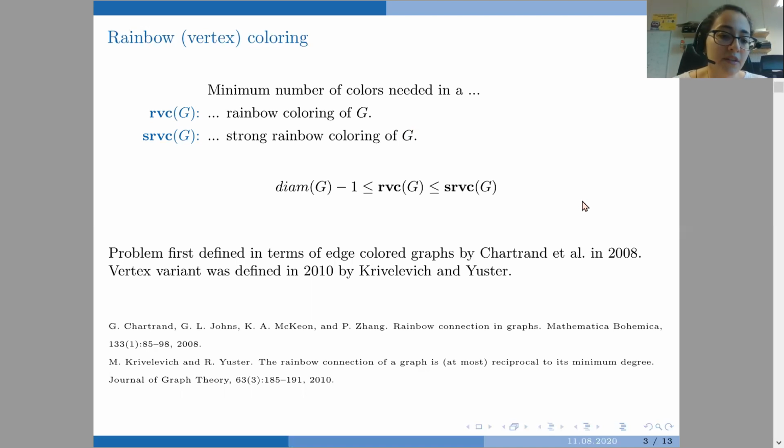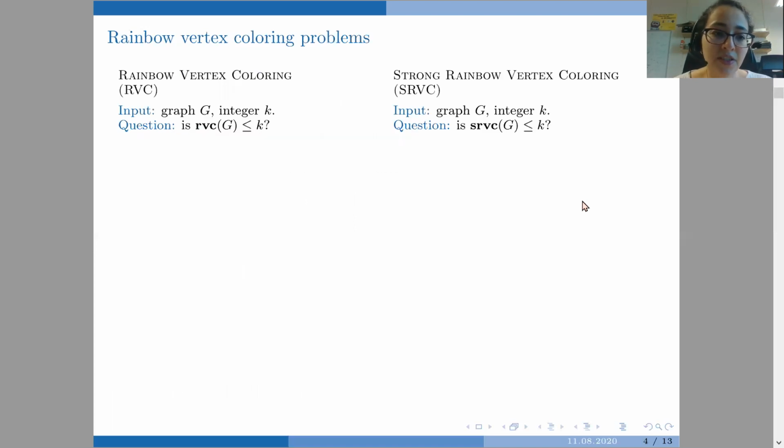This problem was first defined in terms of edge-colored graphs, relatively recently in 2008. And the vertex variant was defined 2 years after by Krivelevich and Yuster. In this talk, I will only be talking about the vertex variant. So I will never be saying the words vertex and edge too many times when I talk about the coloring itself.